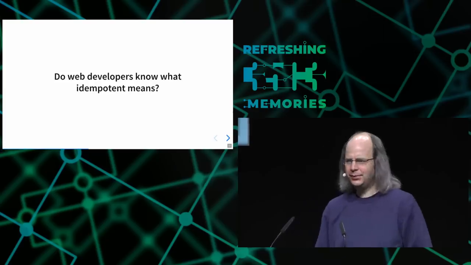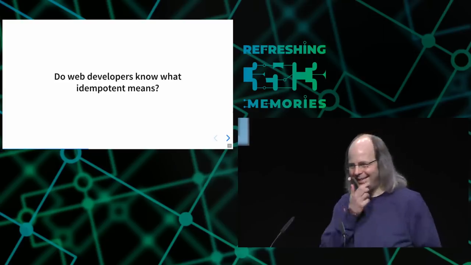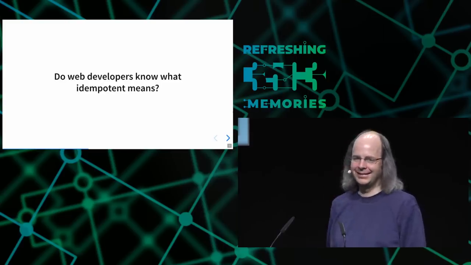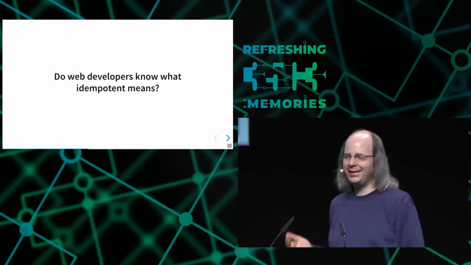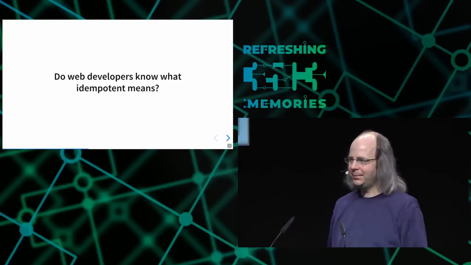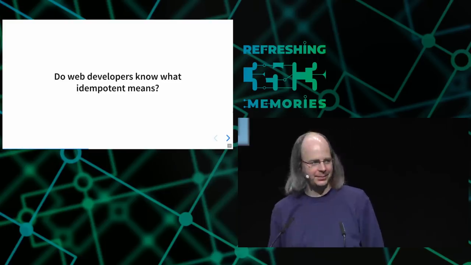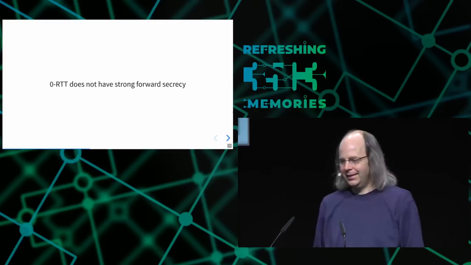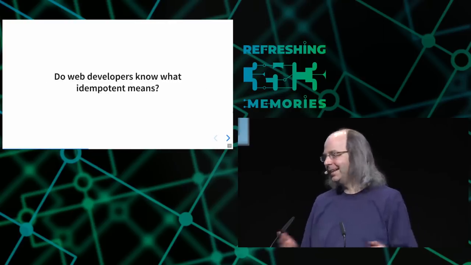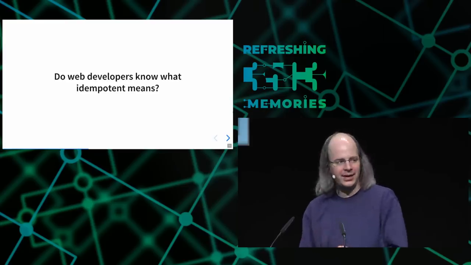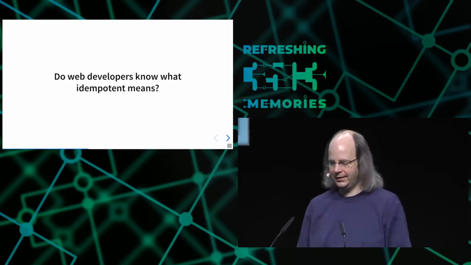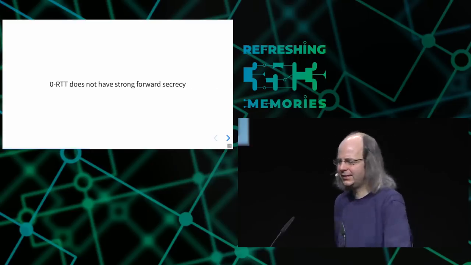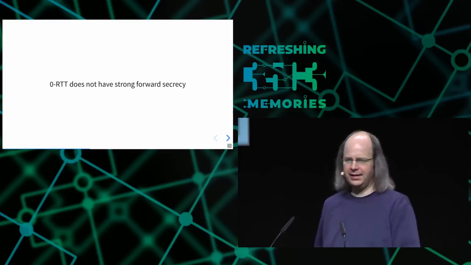The question is, do web developers know this? You can do a little experiment. If you meet someone who's a web developer, ask them if they know what idempotent means and when they can use idempotent requests and when they cannot. So in an ideal situation where web developers do know that, we can use zero RTT safely with TLS 1.3. Zero RTT also does not have as strong forward secrecy as a normal handshake.